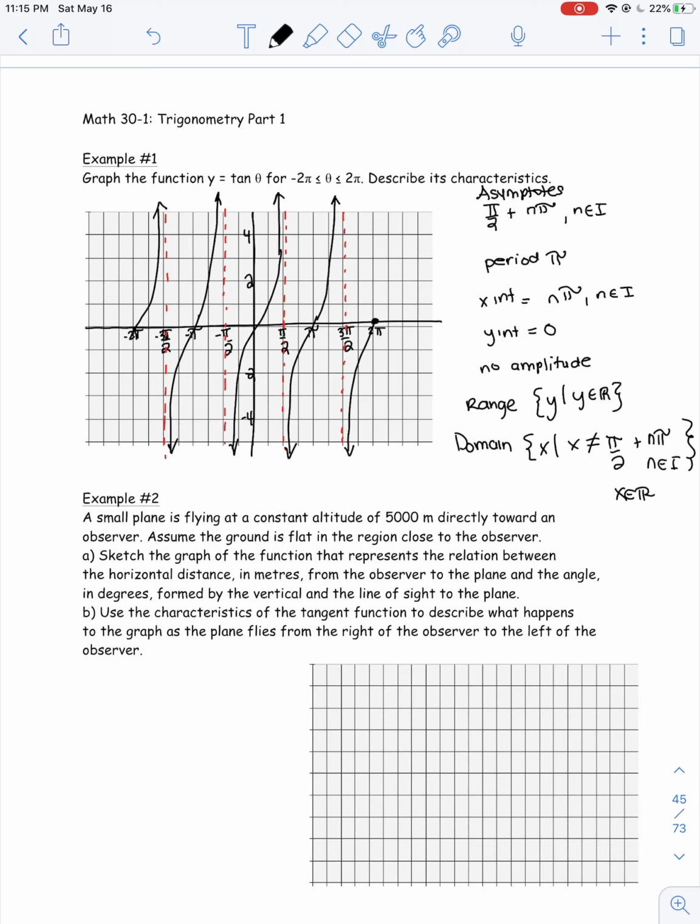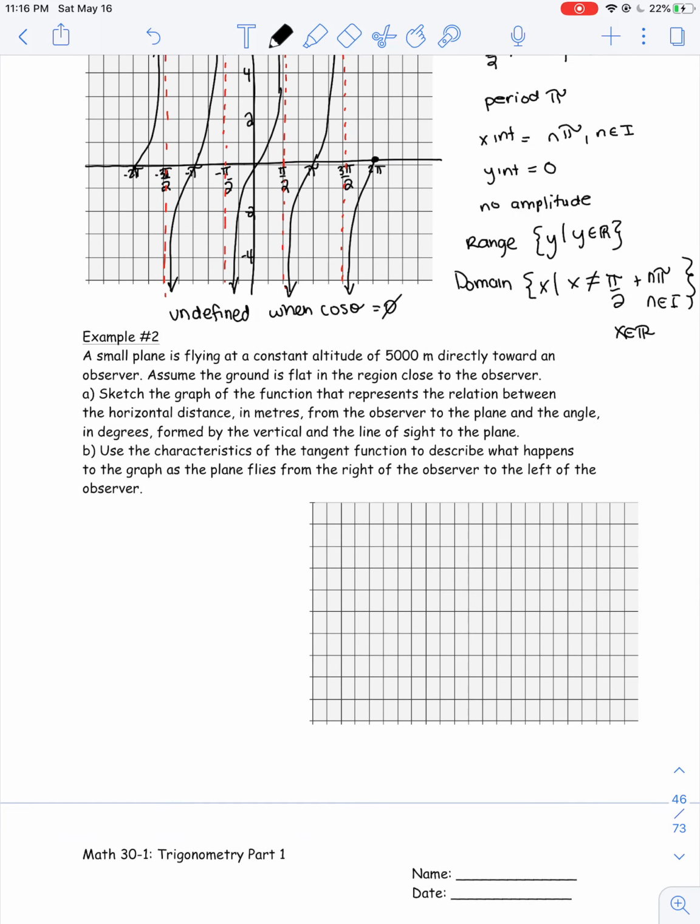So it's undefined when. So remember, one thing to kind of state is it's undefined when cos theta is equal to 0. So when that happens, we have those vertical asymptotes occur. So this is our graph for our tan theta.